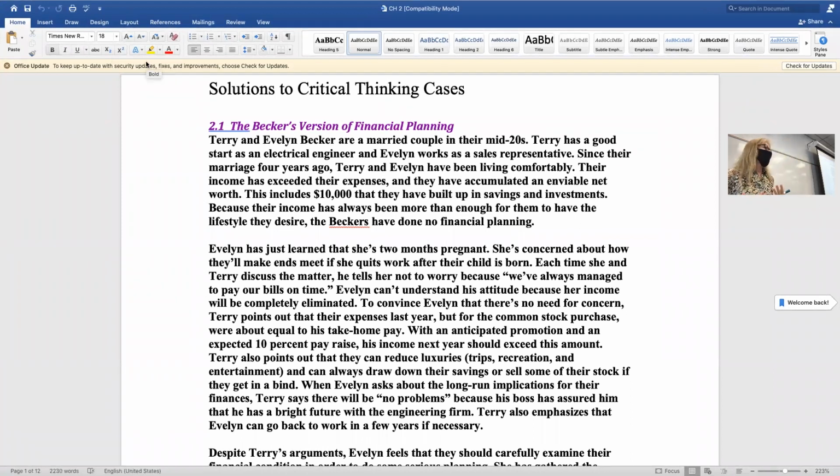Okay, so who would like to summarize what's going on with these people, the Beckers? Who would like to just summarize their situation? Do they both work? Okay. And what's going on in their lives? Yeah, so they just found out that they're pregnant, and let's see what their salary is here.